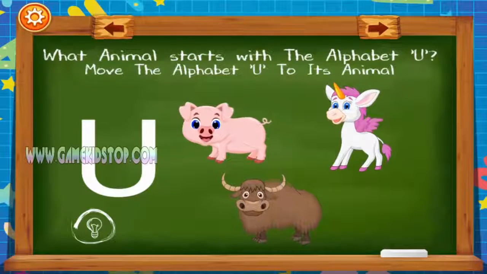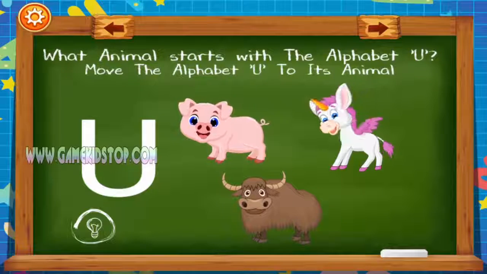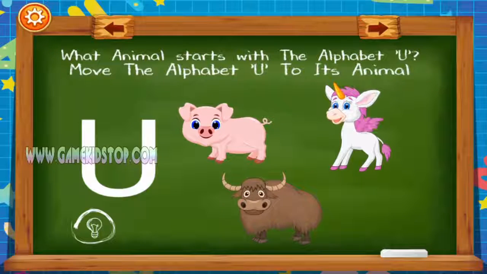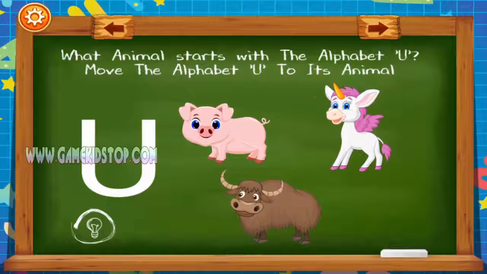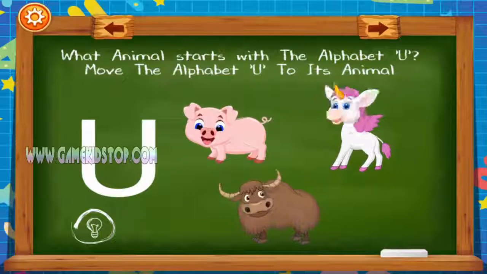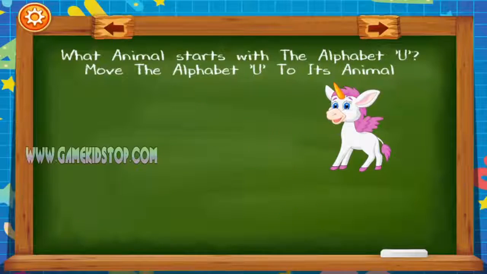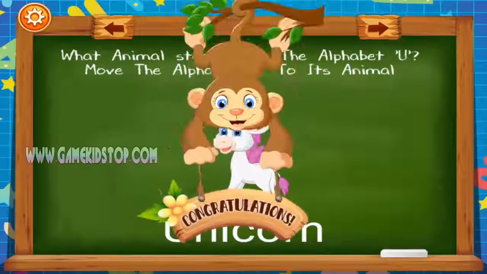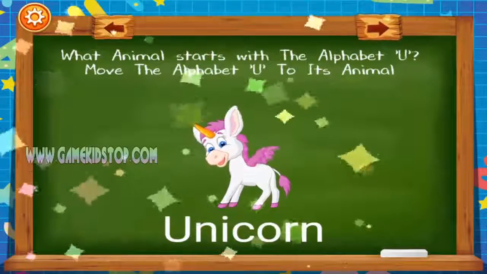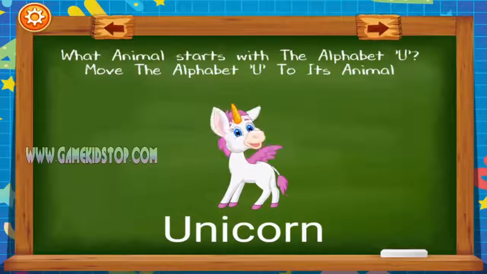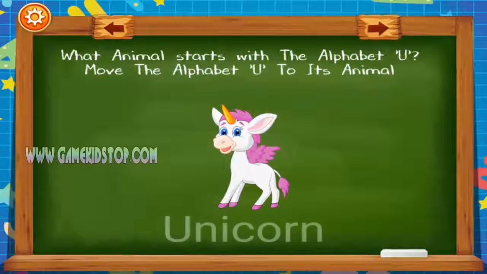What animal starts with the alphabet U? Move the alphabet U to its animal. U. Unicorn. Congratulations! Unicorn.